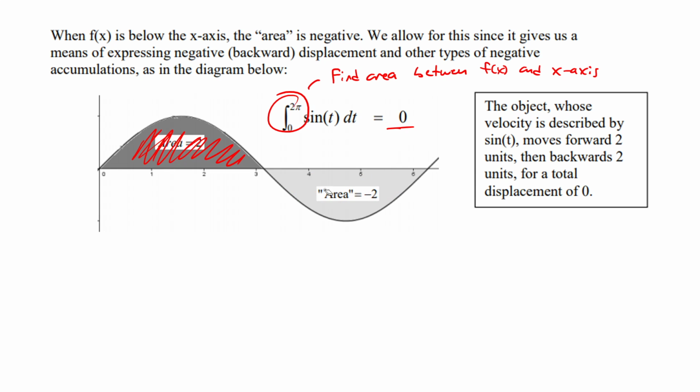So that's a little strange. Okay, you'll get used to that though. Area below the x-axis is considered negative because it represents moving to the left as opposed to moving to the right.